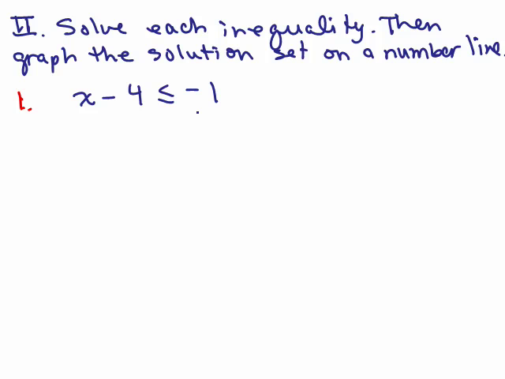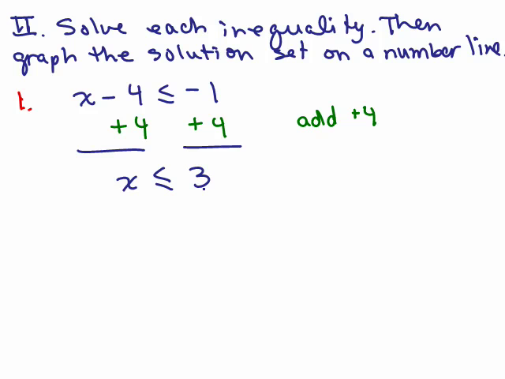So let's solve this one. x minus 4 is less than or equal to negative 1. We want to isolate the x just like an equation, so I'm going to add 4 to both sides. You could add or subtract any number, and it doesn't change the direction of the inequality symbol. So x is still less than or equal to 3. And now we're done. We just solve it.